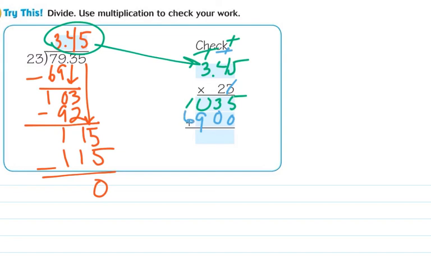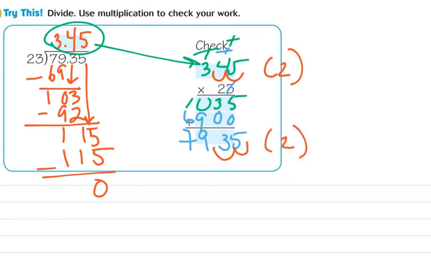3 times 2 is 6. Now we add our partial products. 5 plus 0 is 5. 3 plus 0 is 3. 0 plus 9 is 9. And 1 plus 6 is 7. And boys and girls, keep in mind, there are 2 decimal places in the factor, meaning that we move 2 decimal places in the product. Is our product the original dividend? Yes, it is indeed. So we know our multiplication checked our answer, and our division was correct.